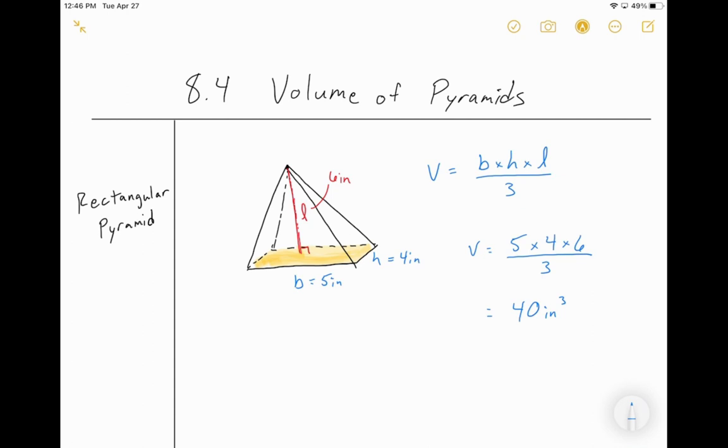Okay, 40 inches cubed. So again, this is your formula. This is the formula that will help us any time you see a rectangular pyramid: base times height times length, divided by 3. Divided by 3. So again, we'll go over all of them at the end so you can see a summary of the different shapes that we have.